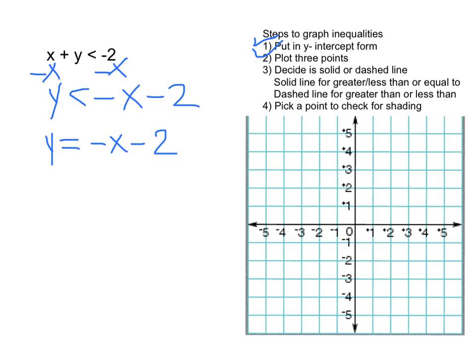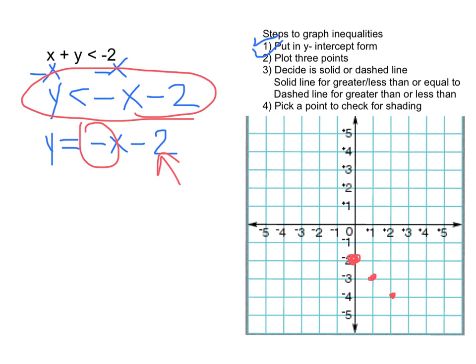When dealing with this, we know to start at the y-intercept, which is negative 2. In this case, the slope is negative 1, which means I'm going to drop 1, run 1, drop 1, and run 1. Since this is less than, I know it's a dotted line. So if I continue with this, it's going to be a dashed line across.